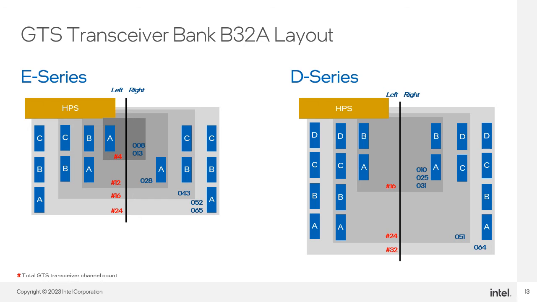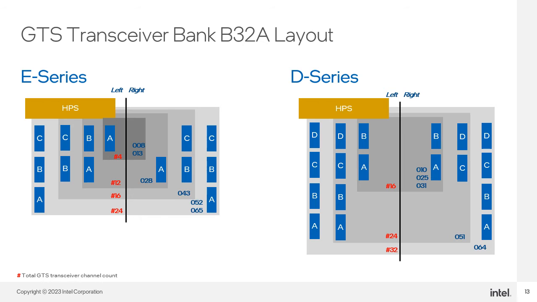Let's look at the GTS Transceiver Bank B32A Layout. We start with the E series shown on the left side. This is a 5096 pins ball layout. There is one bank A, and the number in red here denotes the total number of GTS transceiver channel count.